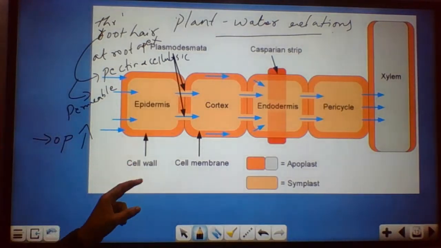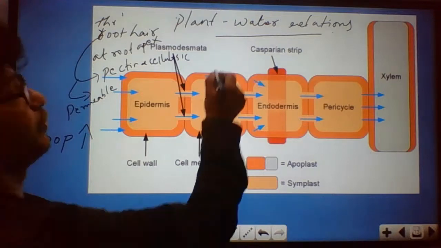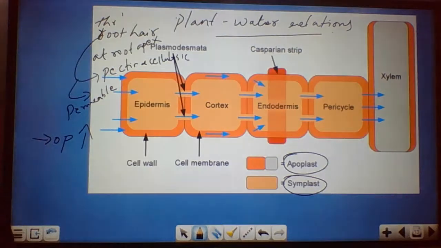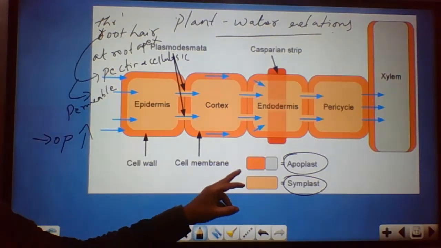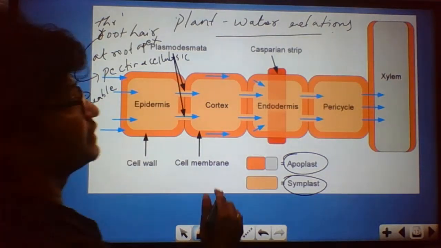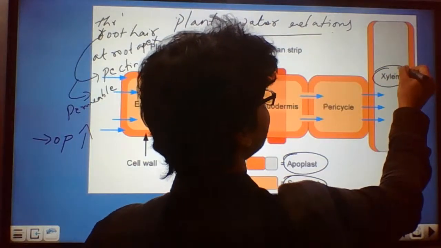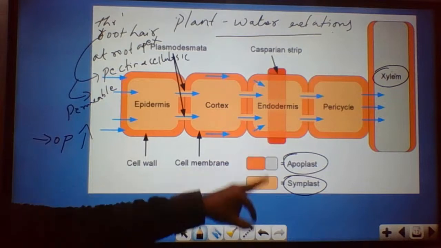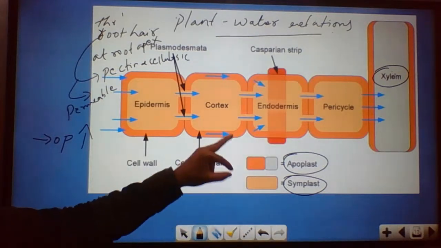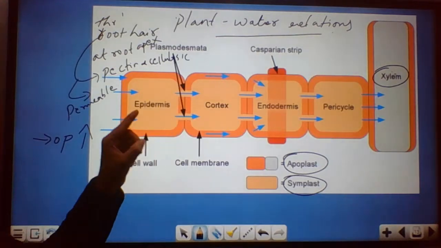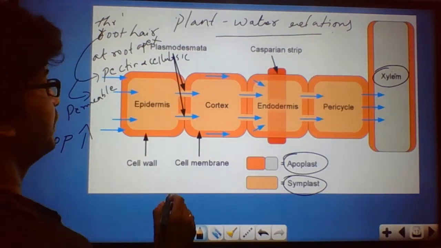One is the apoplastic pathway, the other is the symplastic pathway. When talking about plant water relations, we have the apoplastic pathway and the symplastic pathway. From this area, you can get a question: what is the apoplastic pathway? In the apoplastic pathway, the water is absorbed from the root hairs and reaches the destination, the xylem. But how is it moving? What makes the difference between the apoplast and the symplast? In the apoplast, water absorbed by the root hairs goes to the xylem, but it goes through the cell wall. That is very important.